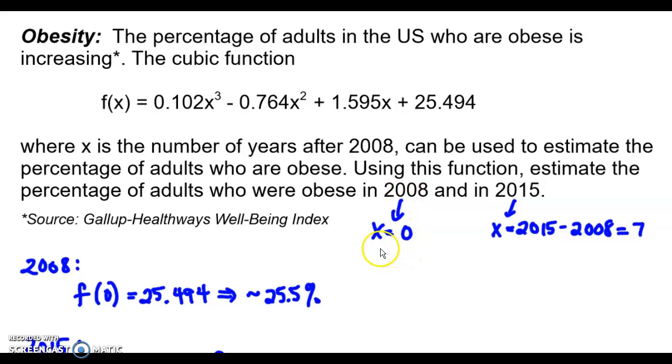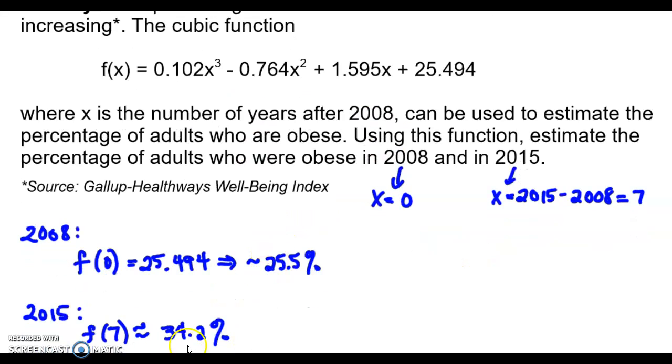So in 2008, that would mean X equals 0. That one I can do without a calculator because it'd be 0, 0, 0, 25.494. So about 25.5% of the US adults were obese. What about in 2015? Well, we subtract our start year of 2008 and we plug in then a 7. So if I replace all of these x's by 7, plug them into my calculator, I should get 34.2%. That's over a third of Americans, right?